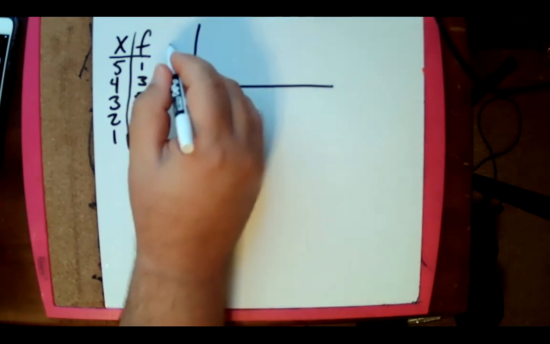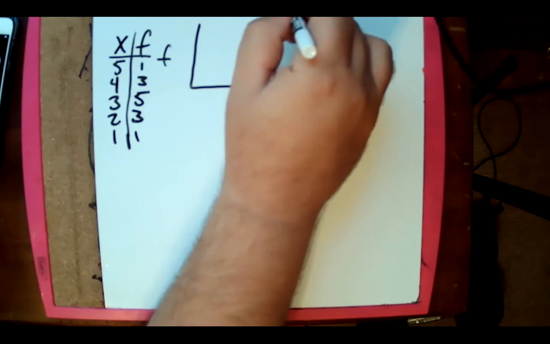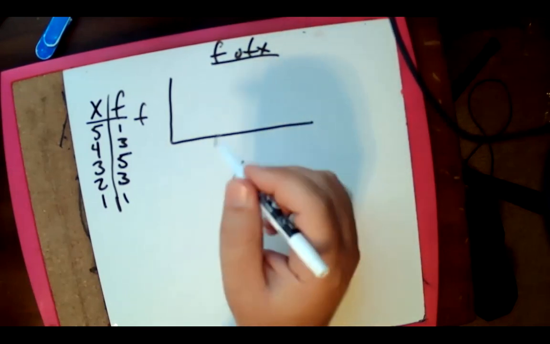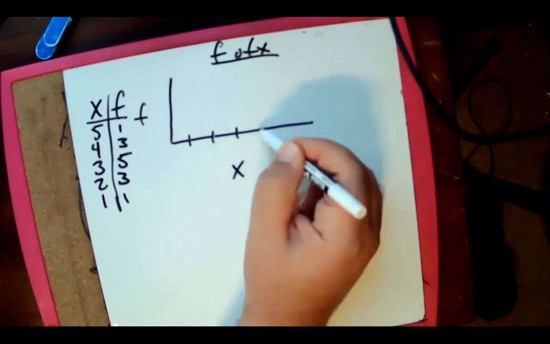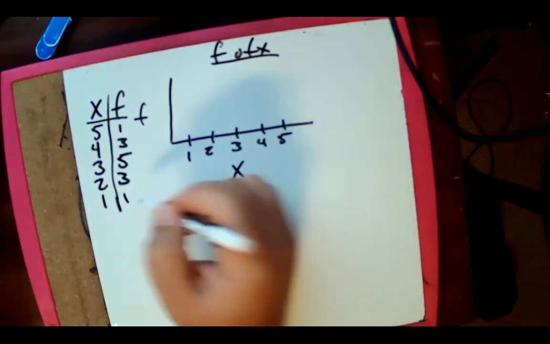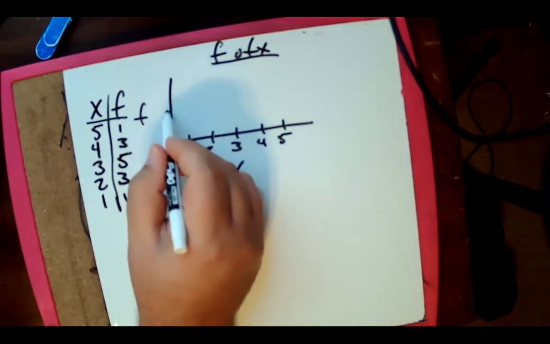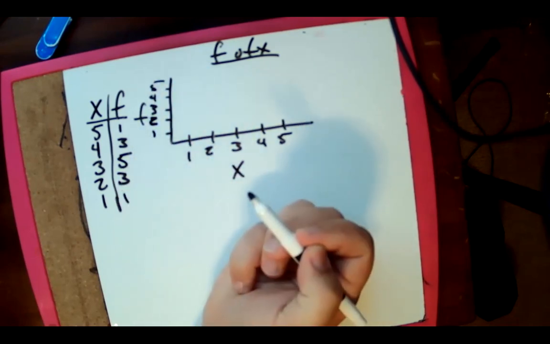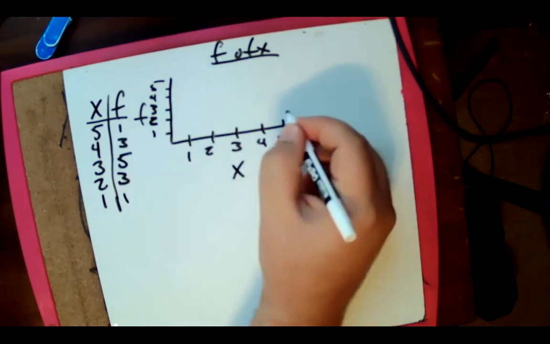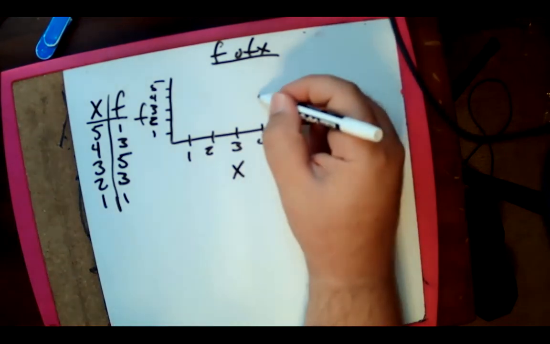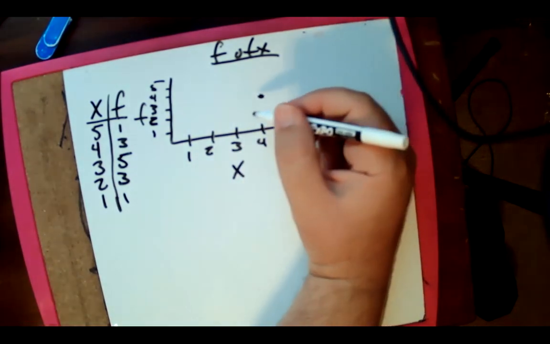So here are my X's, here's my F, and my title is F of X. There we go. Super creative title, right? And then my X's go 1, 2, 3, 4, 5. And my frequencies also go up to 5, so I can go 1, 2, 3, 4, 5. So if I were to graph this, I go, how many 5s are there? Okay, there's 1. How many 4s are there? There are 3. How many 3s?